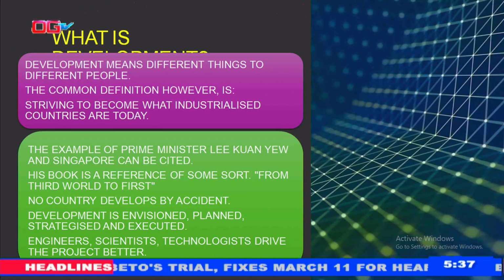What is development, by the way? Development means different things to different people. The common definition, however, is striving to become what industrialized countries are today. The example of Prime Minister Lee Kuan Yew and Singapore can be cited. His book, From Third World to First, elucidates what Singapore was able to do in 30 years.